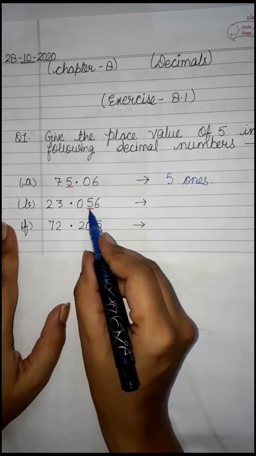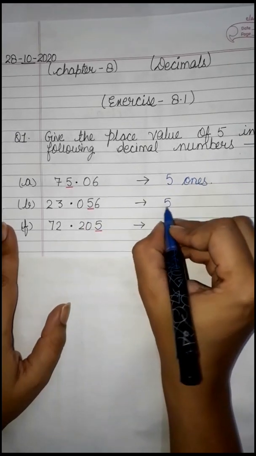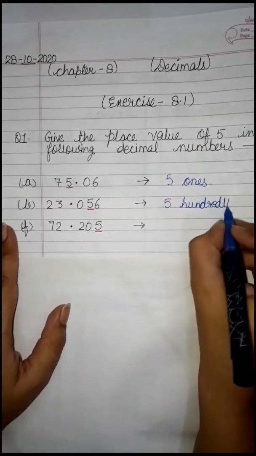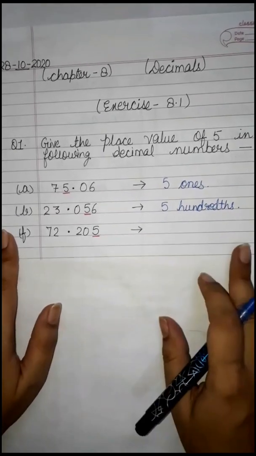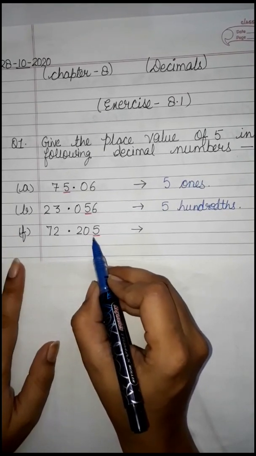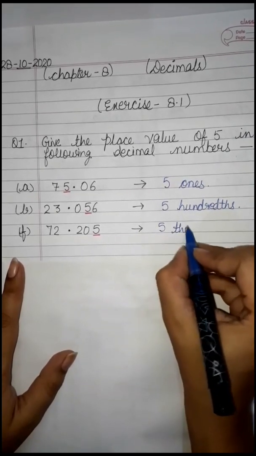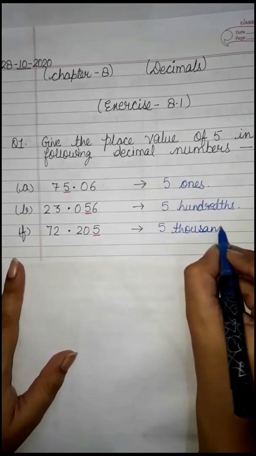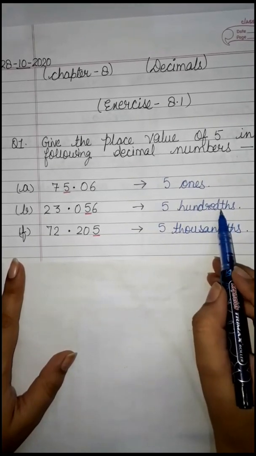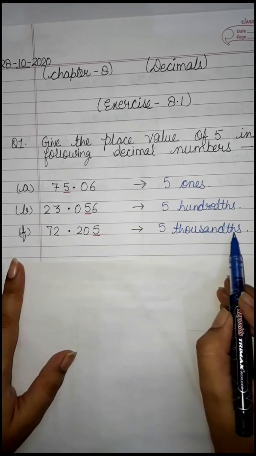Now this 5 is coming in decimal part. So the place value of this 5 is hundredths. I hope it is clear to you. Now for this 5, again this is coming in decimal part. So the place value will be 5 thousandths. See the spelling. In the end we are adding THS: hundredths, thousandths.